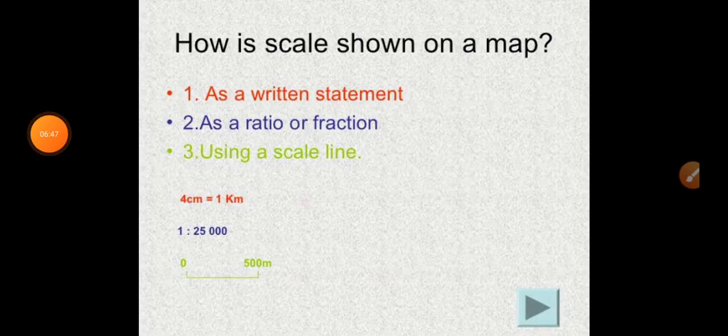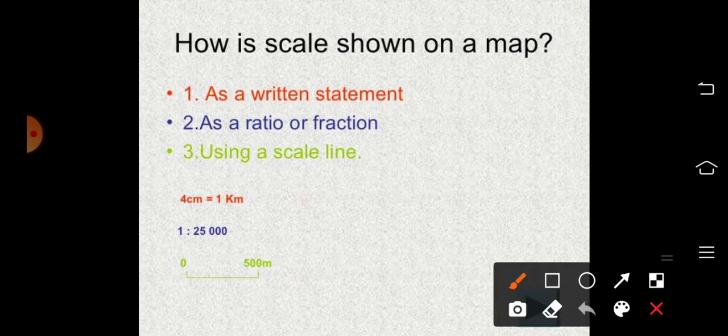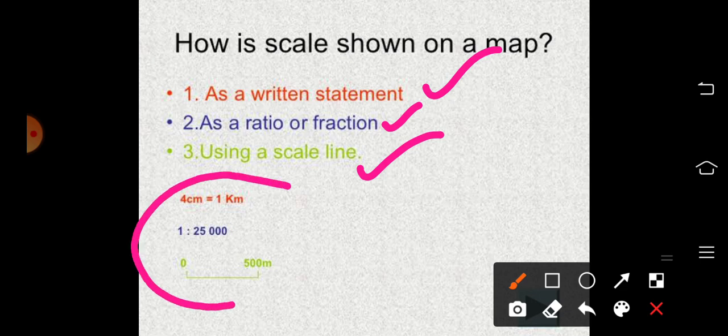Then one more important thing, how is scale shown on a map? Yes, by three ways. These three ways we can represent the scale on a map: as a written statement, as a ratio or fraction, or using a scale line. You can see these three representations here itself. Here, first one as a written statement. Here 4 centimeters represents 1 kilometer, that is the scale. Maybe written like that on the map.